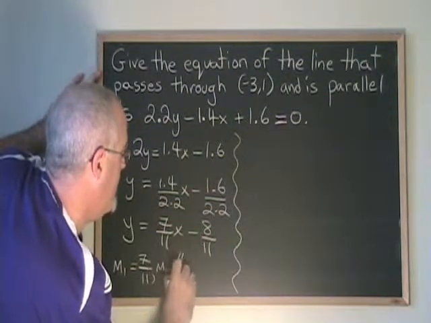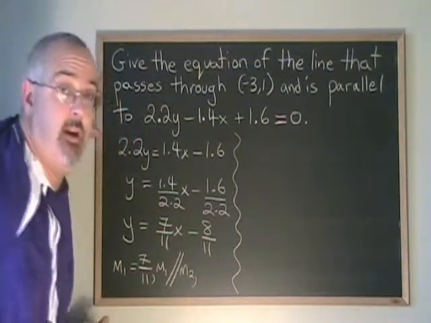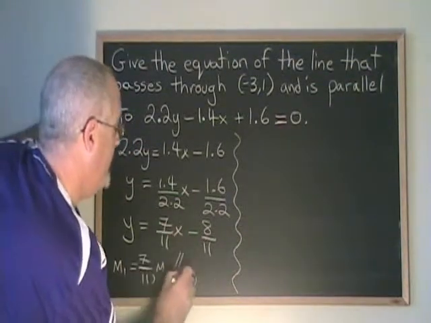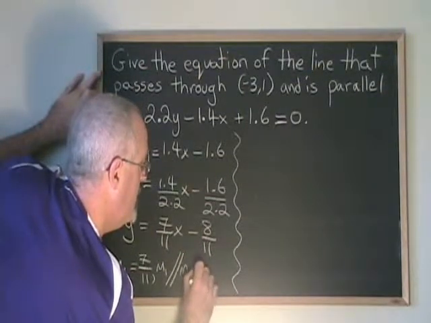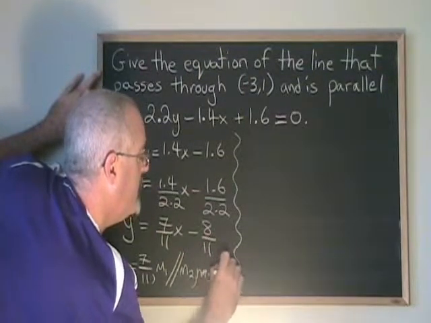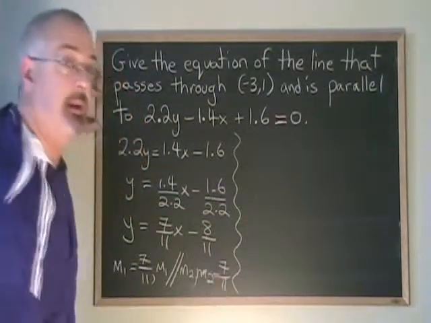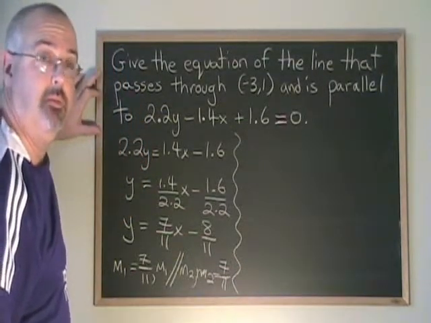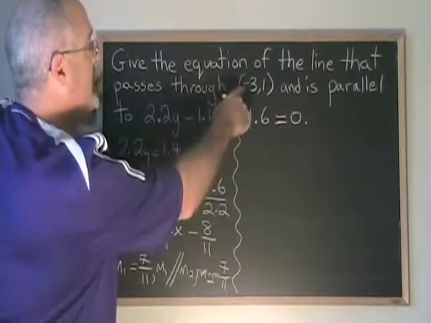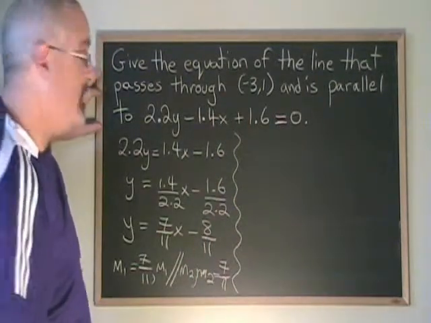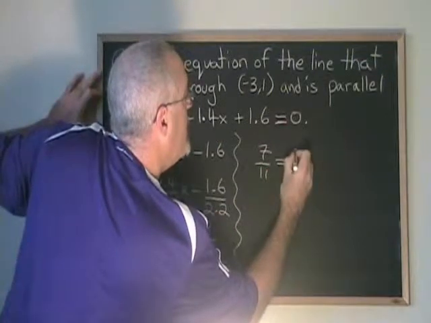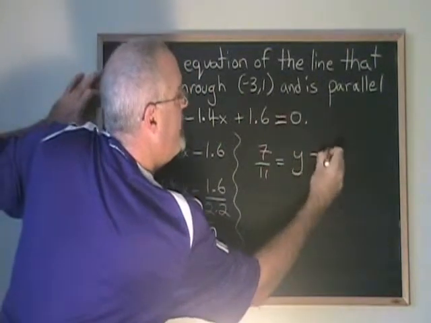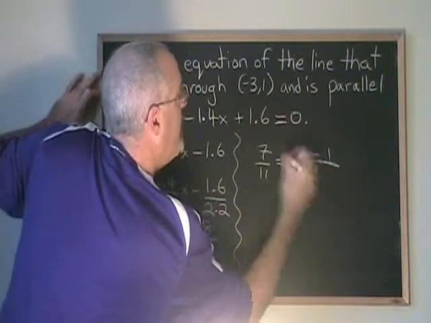m1 is parallel to m2, therefore the slope of m2 also equals 7/11 because parallel lines have the same slope. Using this slope and the given point, I can now derive my equation. 7/11 equals y minus 1 over x minus -3.